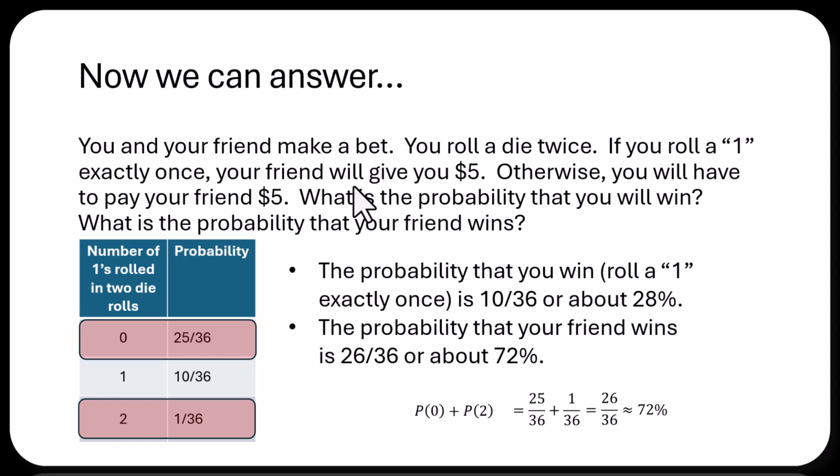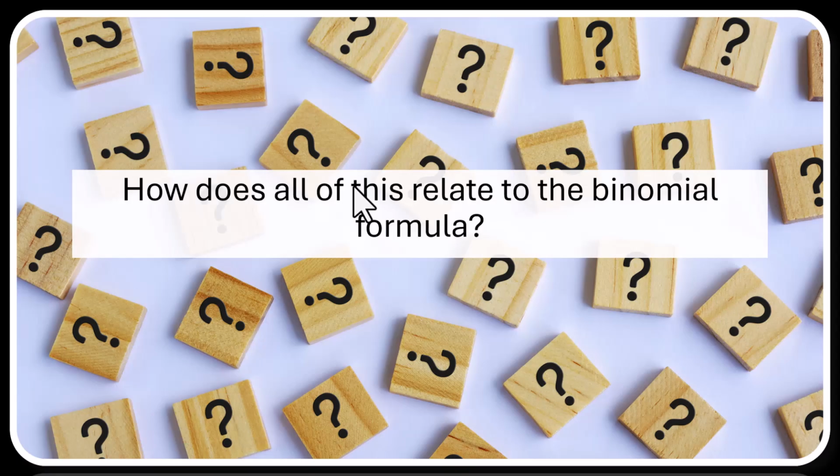So let's think about it. You win about 28% of the time. Your friend wins about 72% of the time. So what do you think? Should you take the bet? Probably not. So the question on your mind might be, how does all of this relate to the binomial formula?